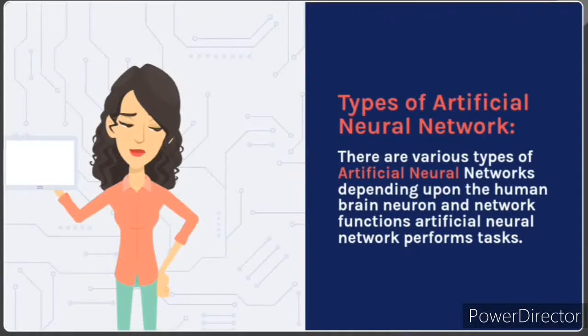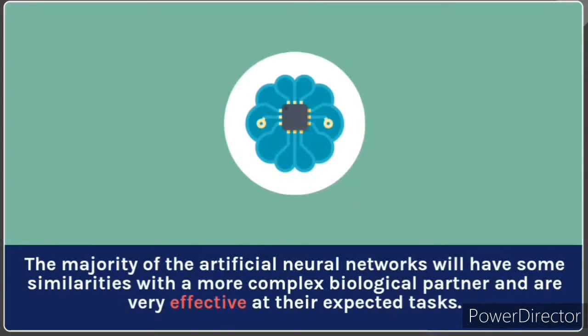Types of artificial neural network. There are various types of artificial neural networks, depending upon the human brain neuron and network functions; an artificial neural network performs tasks accordingly. The majority of the artificial neural networks will have some similarities with a more complex biological counterpart and are very effective at their expected tasks.